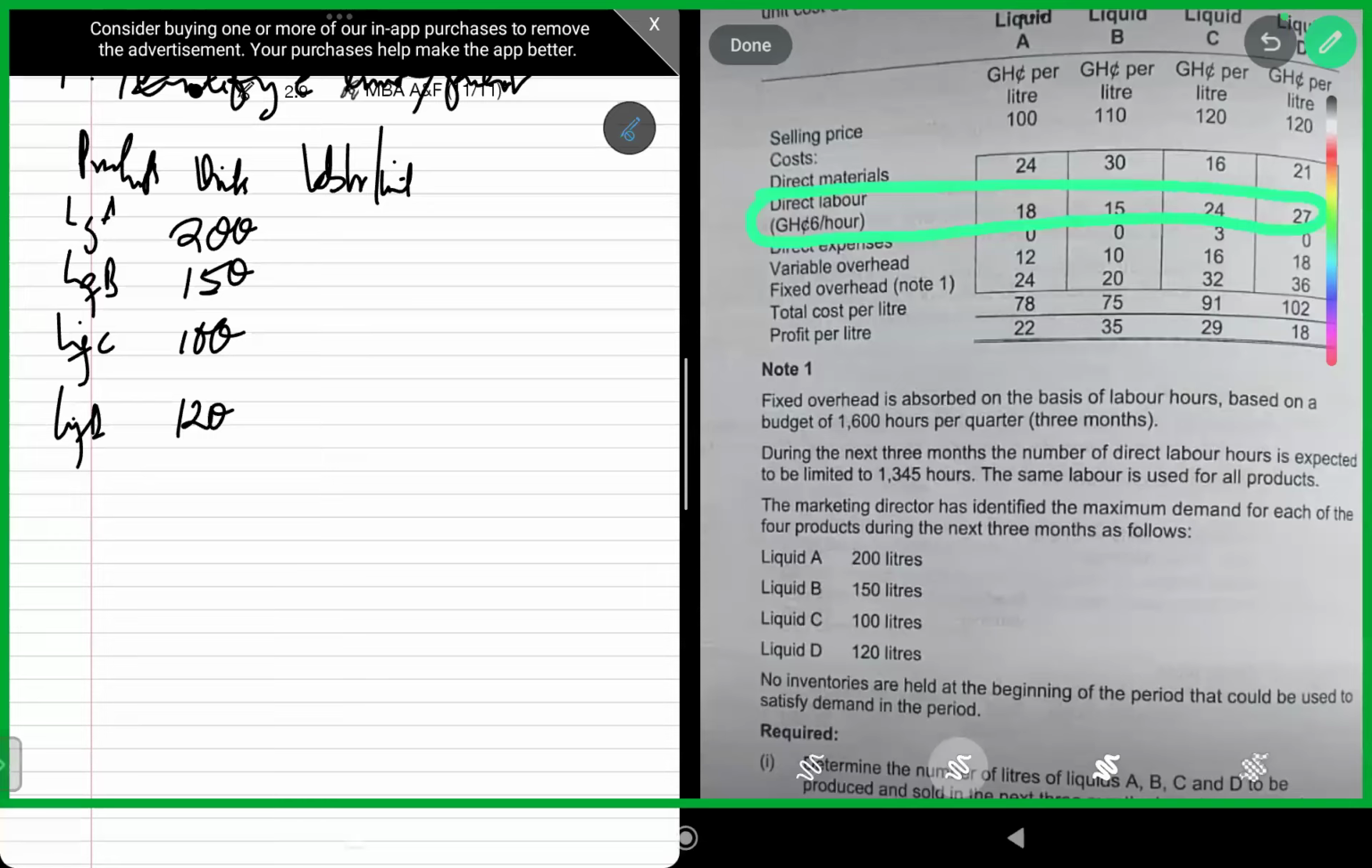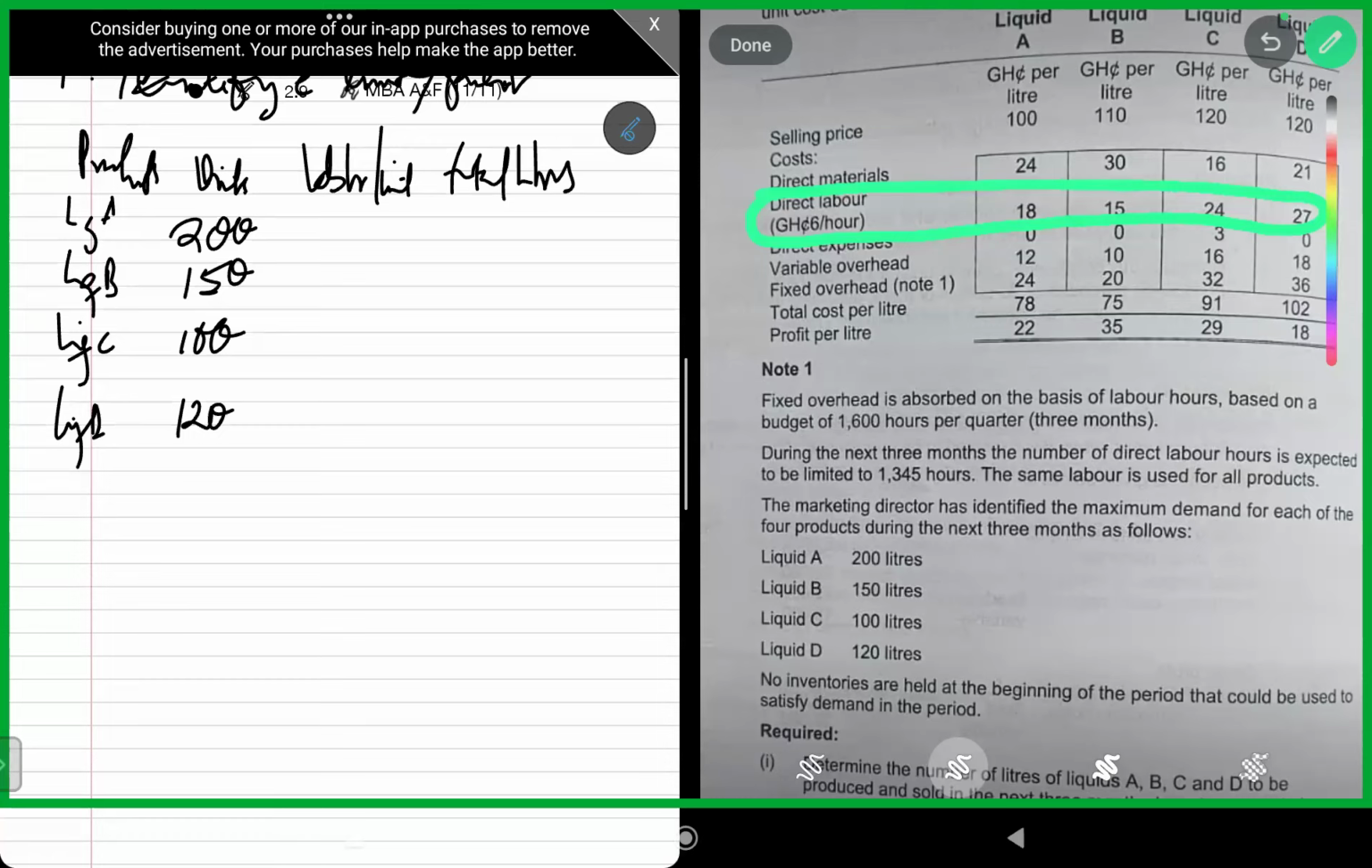Because we want to multiply the hours needed to produce 1 unit of liquid A, then when we multiply by the units, we'll find the total labor hours. So we need total labor hours here, because we want to know how many hours are required to produce all these products, liquid A to D. Then we'll compare it against what we will have in 3 months, then we'll find a difference.